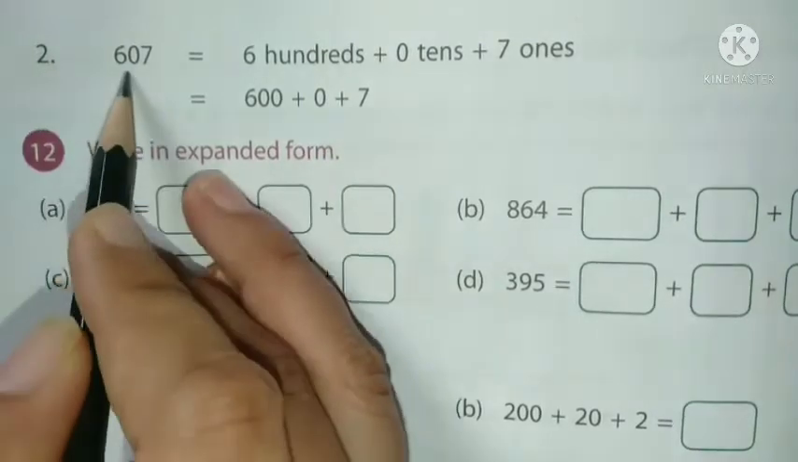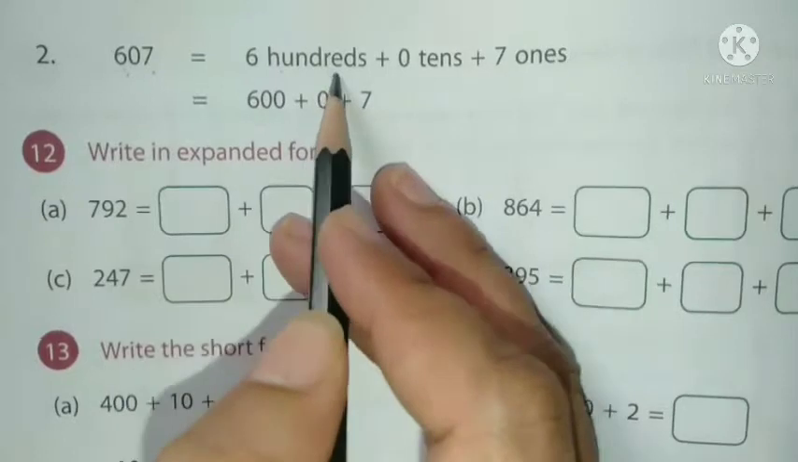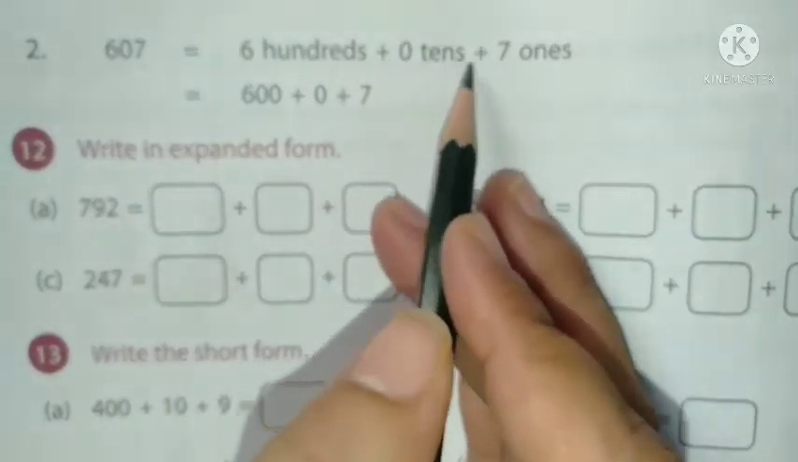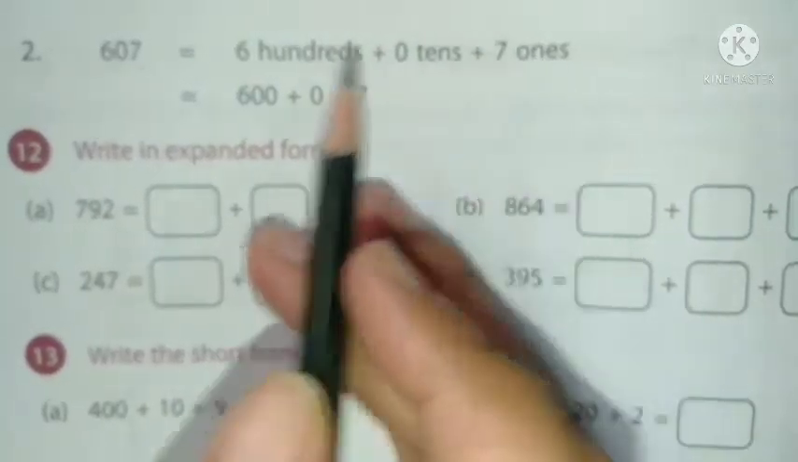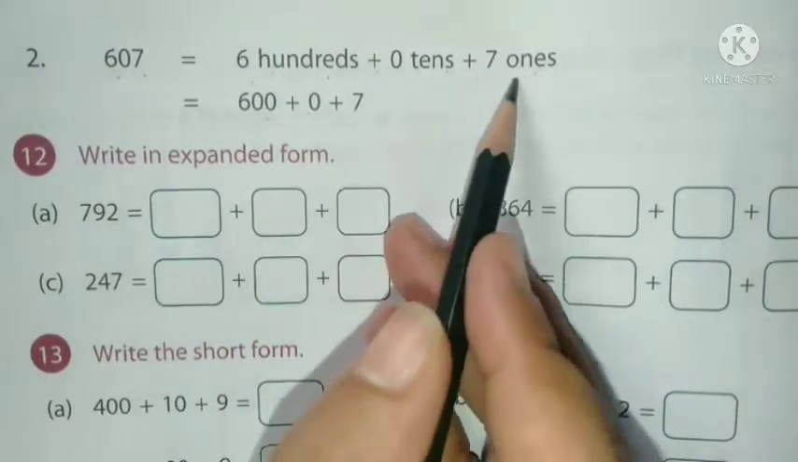Now turn your page. Number 2. Which number is given here? 607. So 600 plus 0 tens plus 7 ones. So 600 plus 0 plus 7.